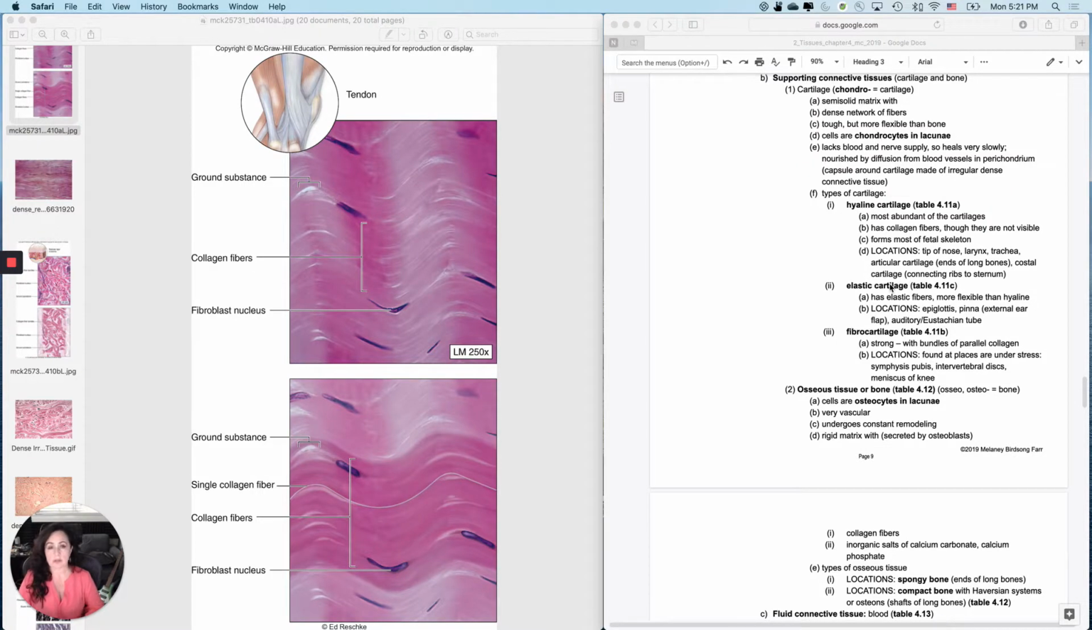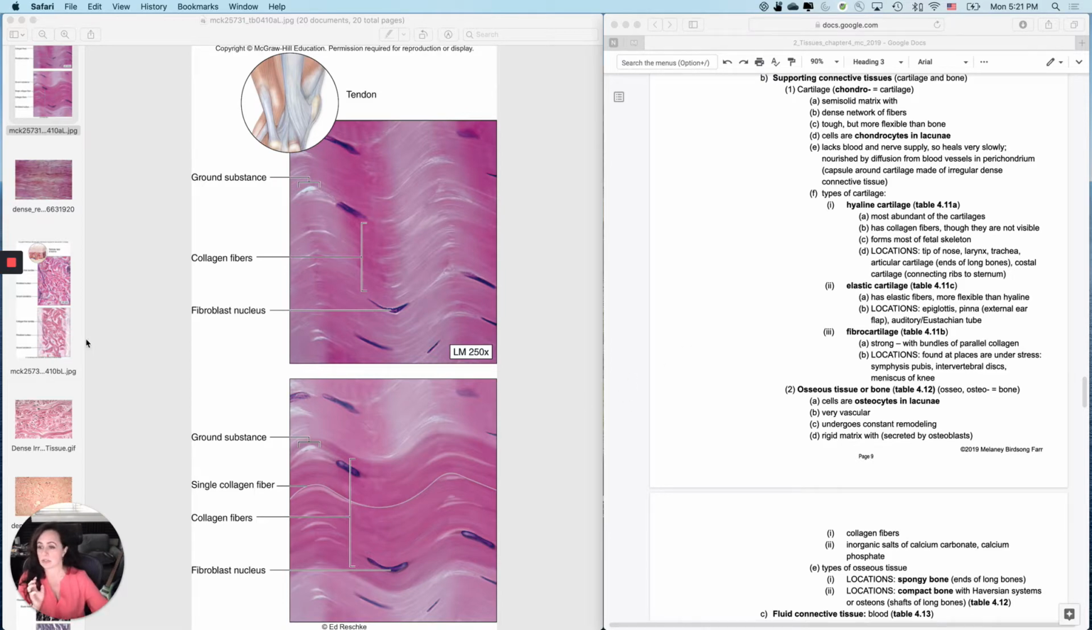Supporting connective tissues. These are the connective tissues that are more solid than liquid. We are talking about bone and cartilage here. So there are going to be 3 types of cartilage that you learn, and there are 2 types of bone, but you only learn one of them in this set of notes. I'll tell you about the other one. You won't be responsible for a histology slide for it.